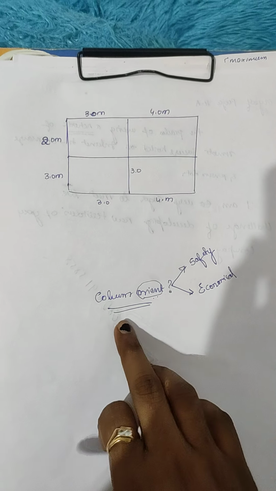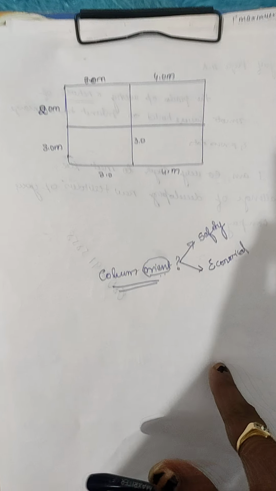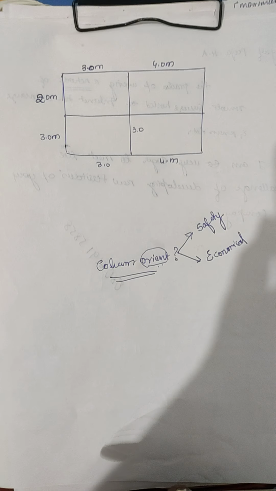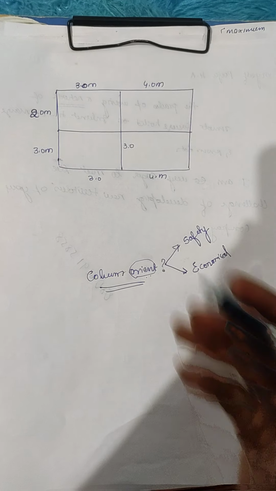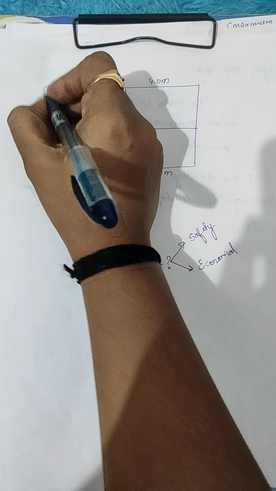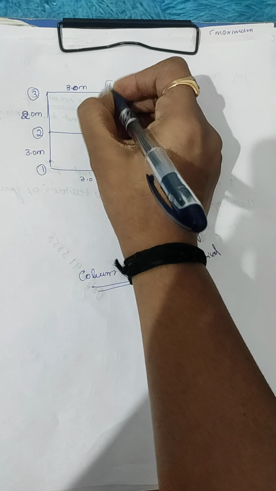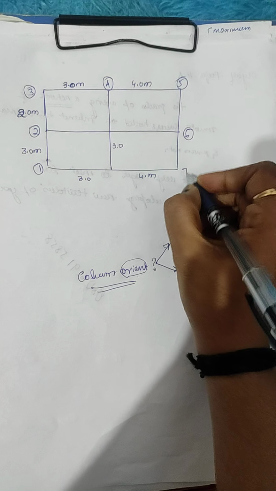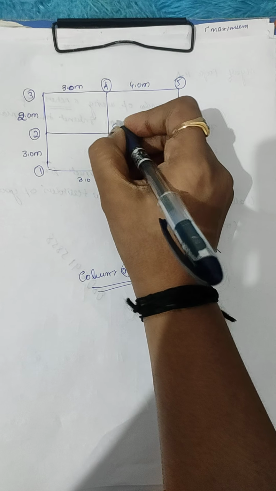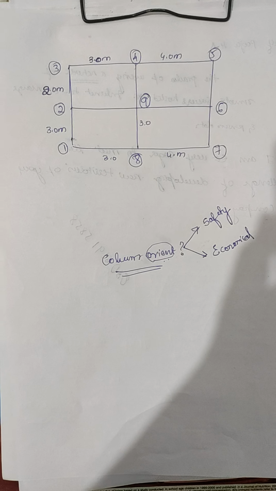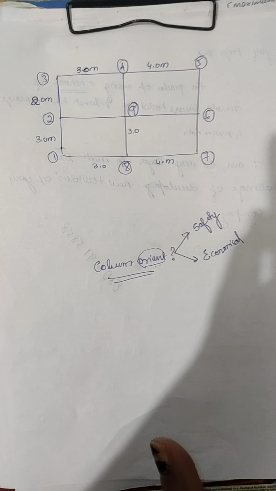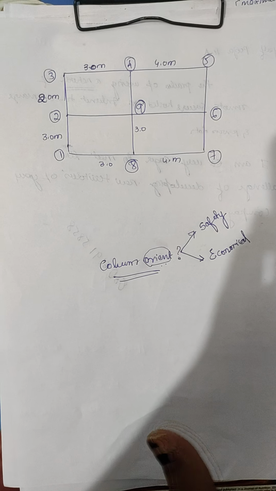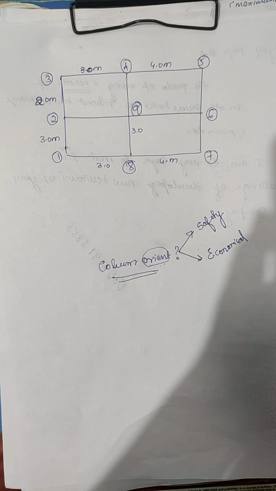Whenever we orient the column, we should orient it in such a way that our building is safer and also economical. Before starting, let us give the names: 1, 2, 3, 4, 5, 6, 7, 8 and 9. In total, we are deciding 9 columns here. Let us take it section by section, so that we understand clearly how to decide the column according to the beam length.